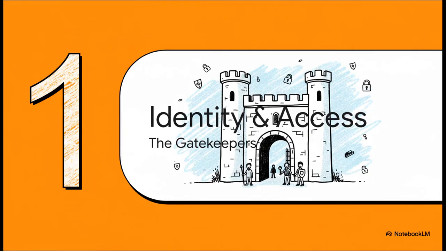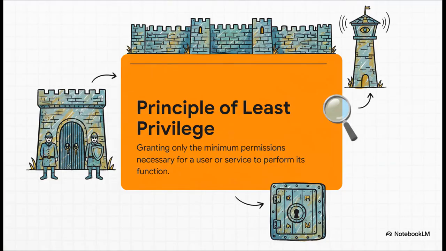First up, the gatekeepers. Controlling who gets in and what they can actually do once they're inside, that is your first and I'd argue most critical line of defense. And this whole process, it's all governed by something called Identity and Access Management, or just IAM. Now, the single most important rule for these gatekeepers, you've got to remember this one, is the principle of least privilege. It's a really simple but incredibly powerful idea.